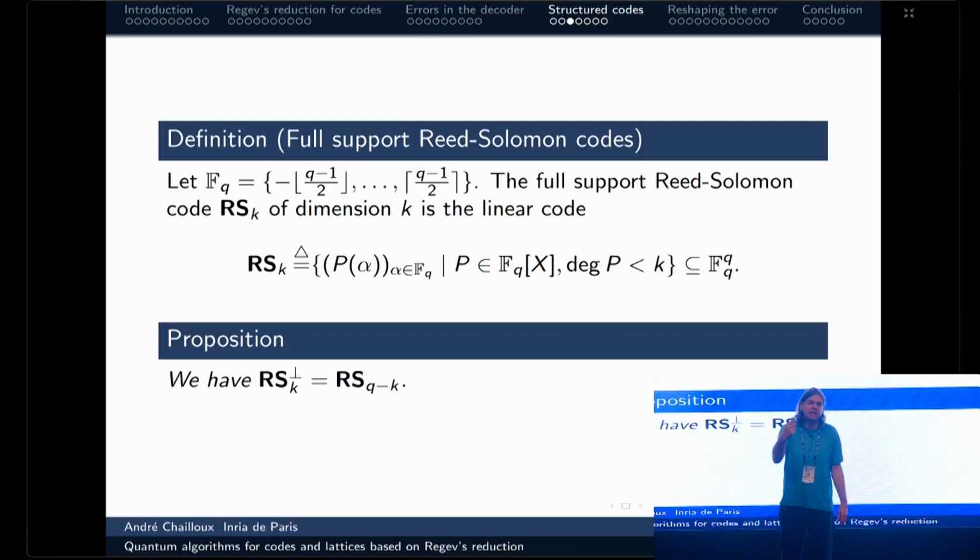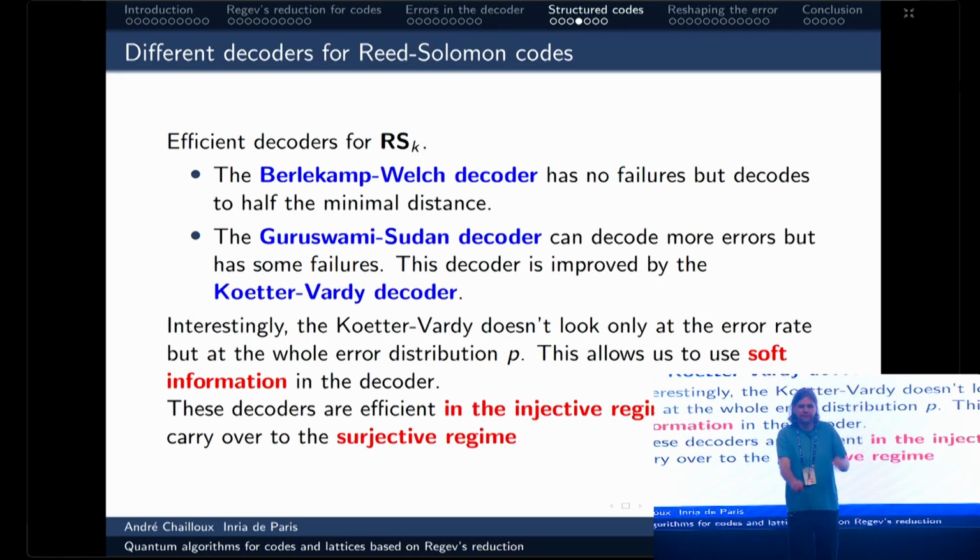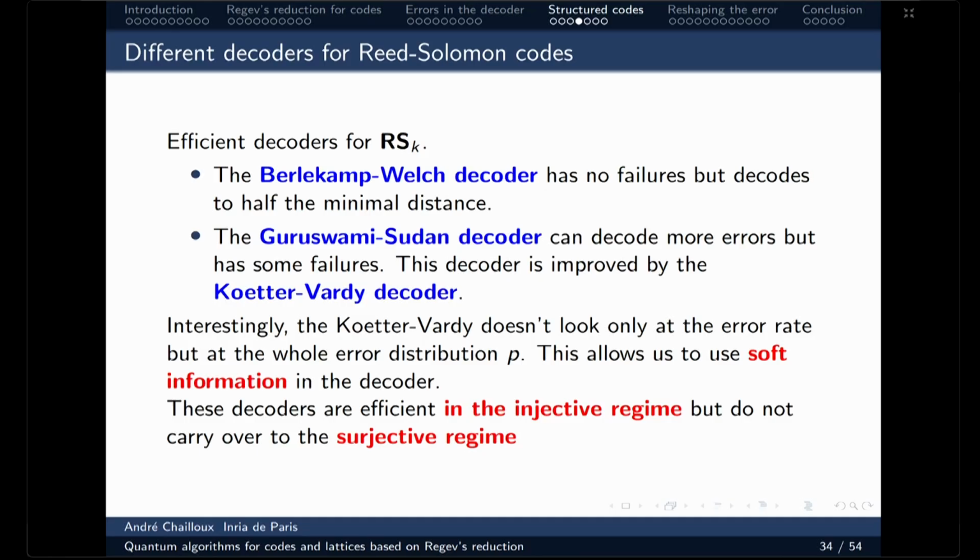We take full support codes because they have the very simple property that the dual of a Reed-Solomon code of dimension k is also a full support Reed-Solomon code, of dimension q minus k. So we have a very simple proposition. We need to look at the code and at its dual, so if they have the same shape, it's easier to analyze. I'll go fast, but here we do have efficient decoders for these full support Reed-Solomon codes.